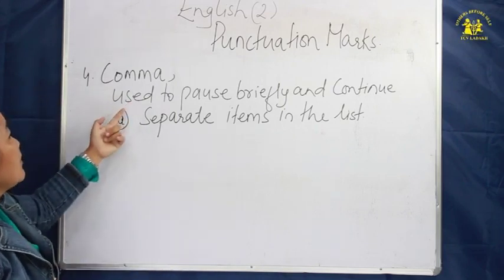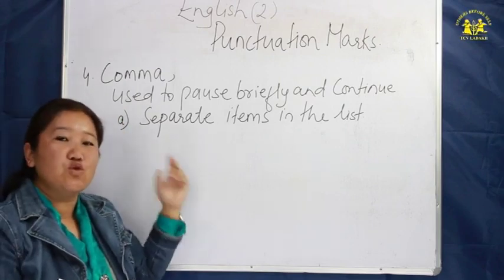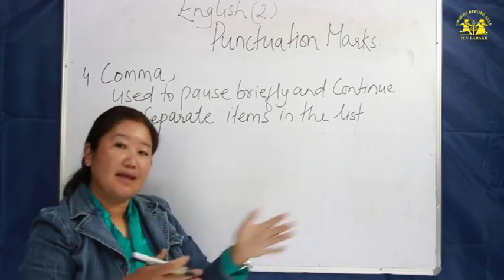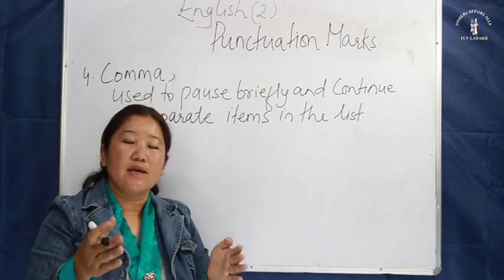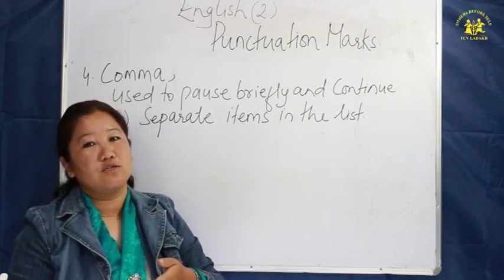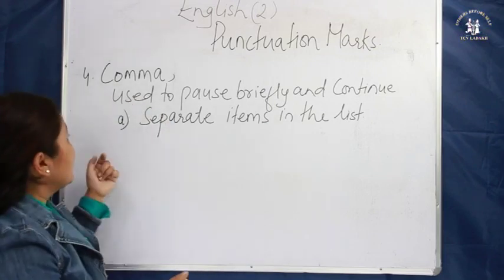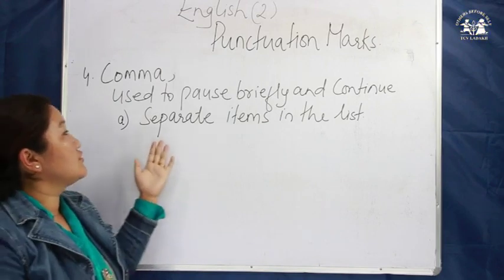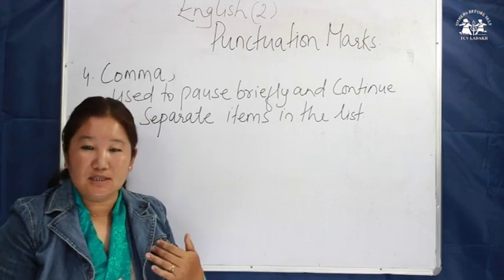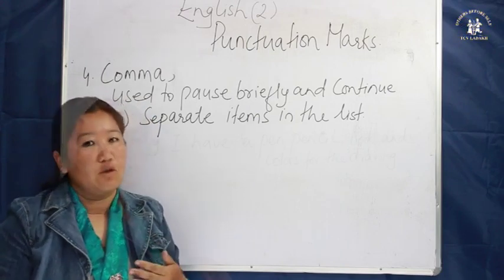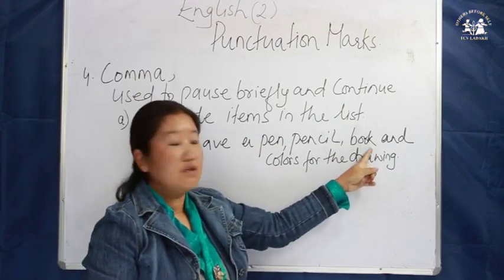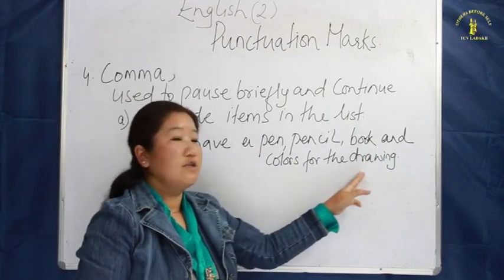For the comma, the comma is the most commonly used punctuation mark. This is used to pause briefly and then continue. It's not a complete stop, but at a comma you pause for a while and then you continue your reading. Okay. For example, a comma is used to separate items in a list. If you have more than two items, then you use commas. Example: I have a pen, pencil, book, and colors for the drawing.